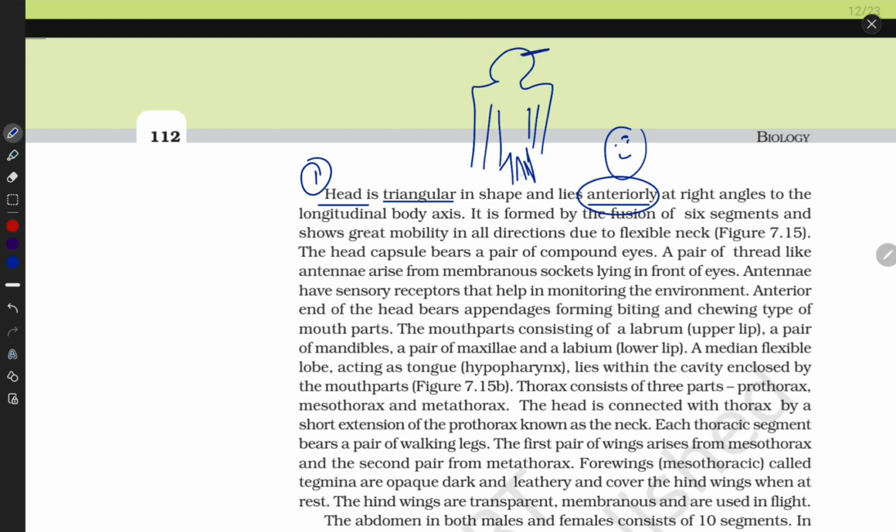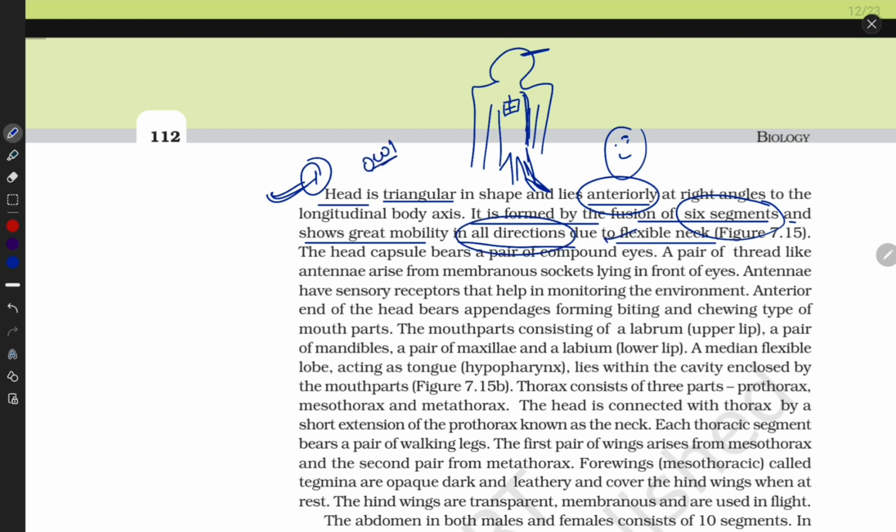Okay, this is the anterior part, this is the posterior part. Where our heart is located, this is the ventral part, and where our spinal cord is located, dorsal part. Now guys, it is formed by the fusion of 6 segments and shows greater mobility in a direction. Guys, their head is maximum flexible, because their head contains 6 segments. They can move in all directions. They are like an owl. They can rotate their neck.